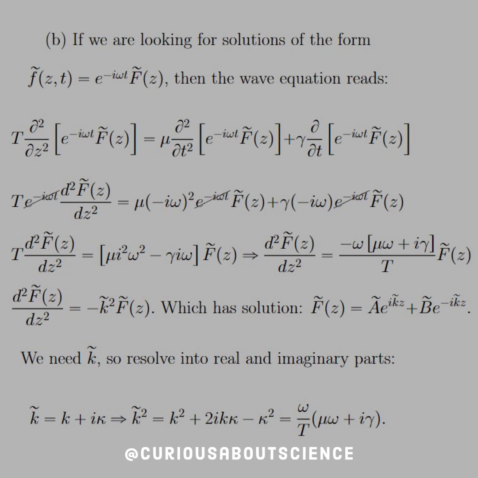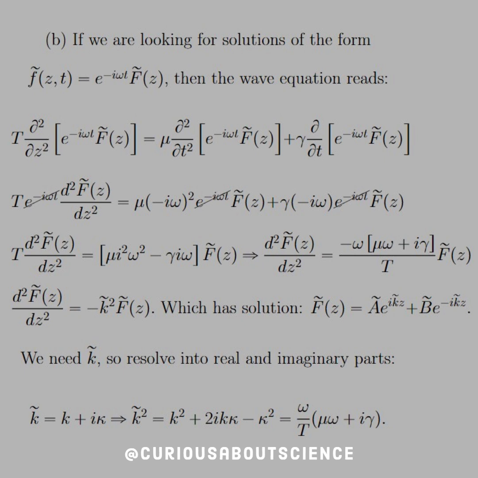And then as we solve this thing, we see that capital F of z is a second order term, which we can solve accordingly. If we make the substitution for that coefficient on the F of z term to be negative k tilde squared, we know that the solution has the form F tilde of z is equal to A tilde e to the i k tilde z plus B tilde e to the negative i k tilde z.